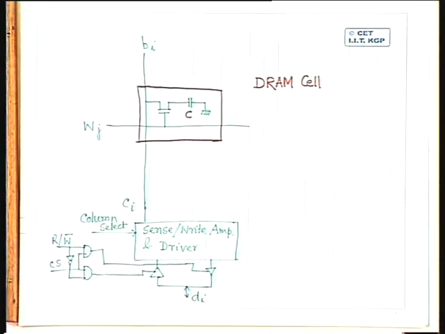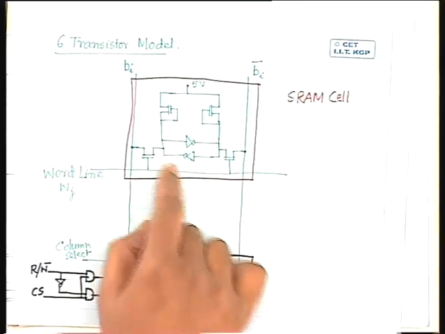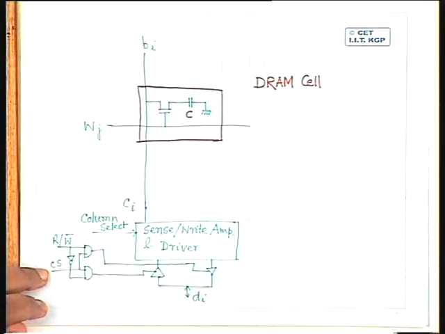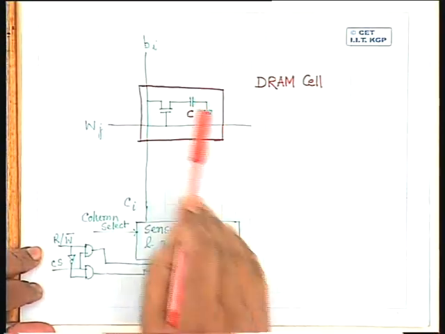But simultaneously I have another problem. In case of SRAM, even if you read a value from a RAM cell, the value contained in the RAM cell is not changed because the value is already latched. In case of dynamic RAM cell, you assume that the value stored in this cell was 1. That means the capacitor was charged.